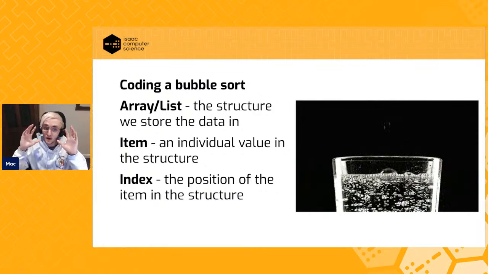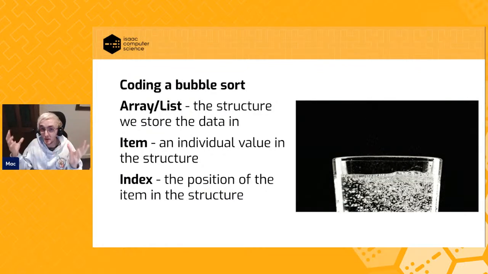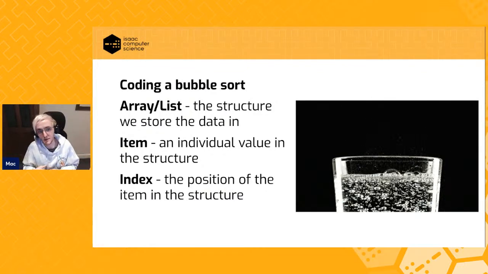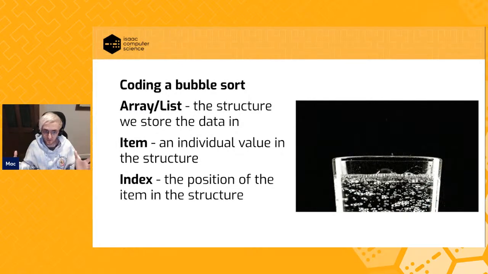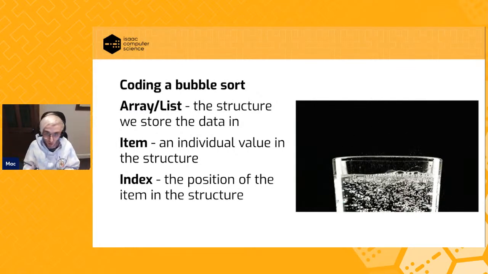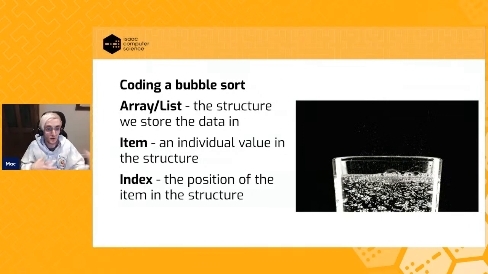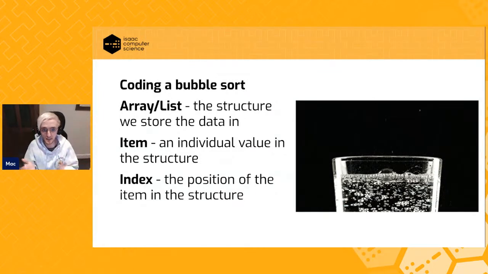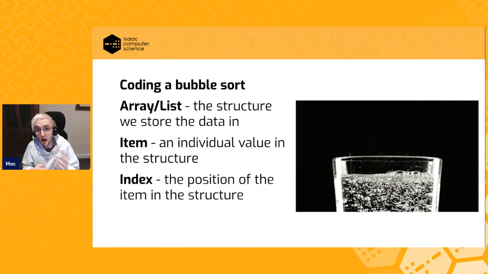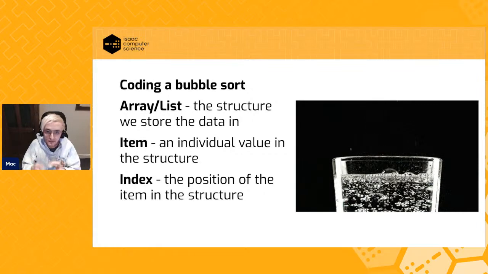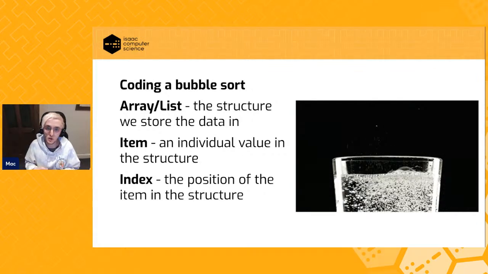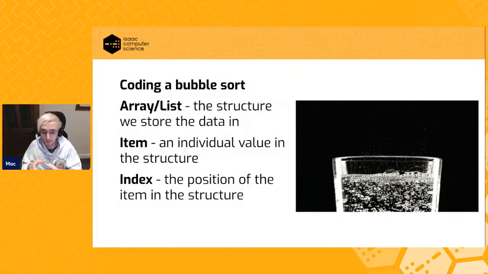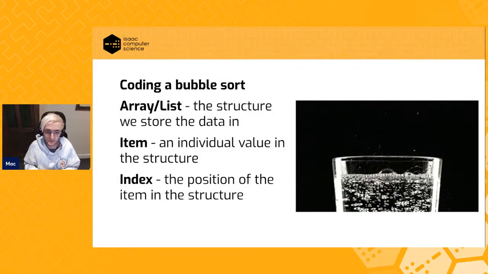But when we are coding a bubble sort or coding any sort of sorting or searching algorithm, we need a collection of data. And when we're doing that in programming, we need to use a structure like an array or a list. So the structure, an array or a list, is what we store all the data that we need to sort in. An item is an individual piece of data within that structure. So when we need to talk about individual pieces of data, we'll call them items.